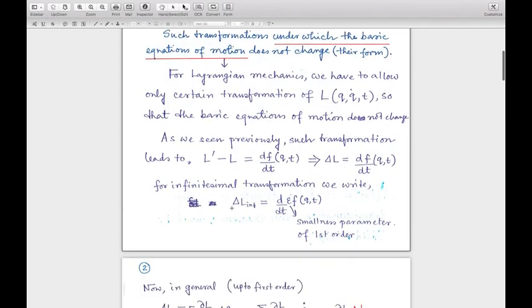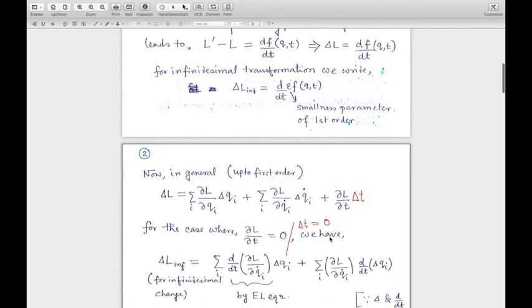Okay. Now for an infinitesimal transformation, we write that delta L infinitesimal is equal to d/dt of epsilon f, where f is the general functional form and epsilon I have multiplied to make it an infinitesimal change, where epsilon is an arbitrary smallness parameter of first order. Now that was the only condition when the Lagrangian is undergoing a symmetric additive transformation. Okay, so there are two things.